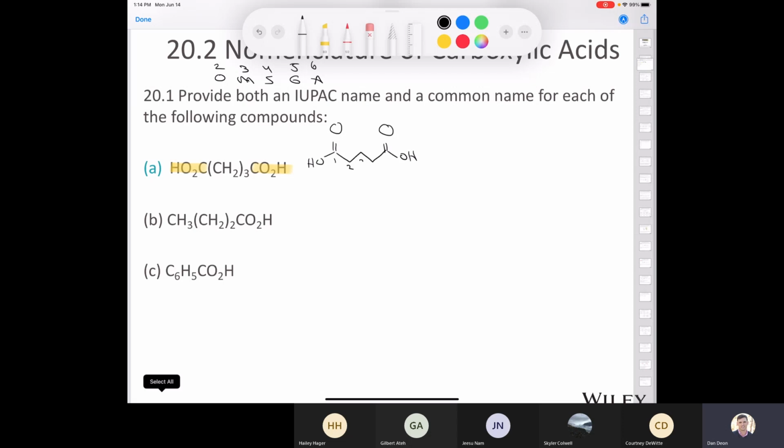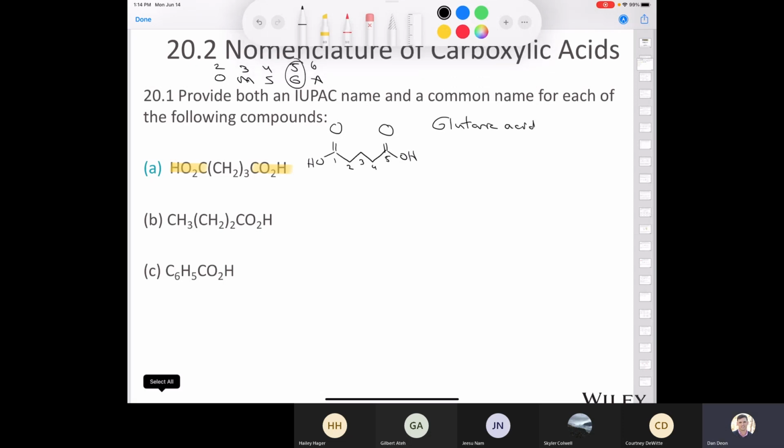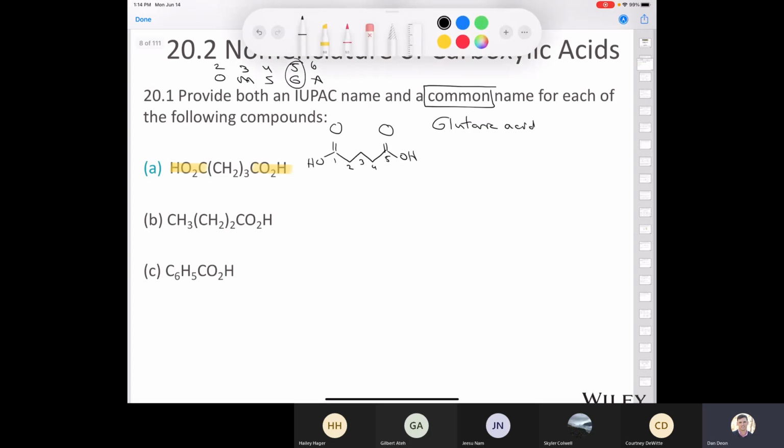And we have 1, 2, 3, 4, 5 carbons. So this would be glutaric acid, would be the common name. Again, that is the common name. And then for the IUPAC name, we'll use red. And that would be 1,5-pentane dioic acid.